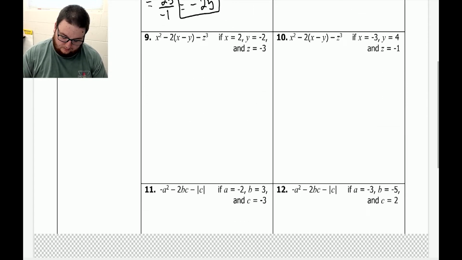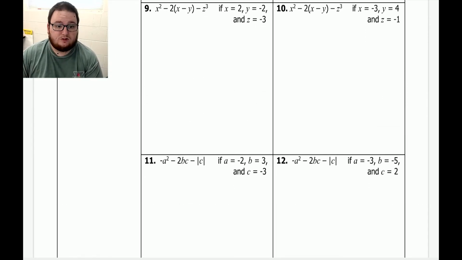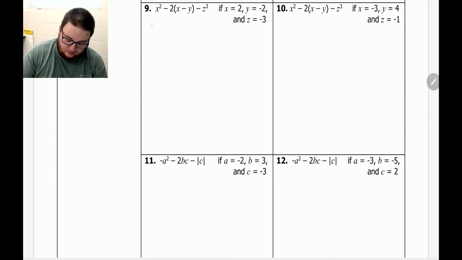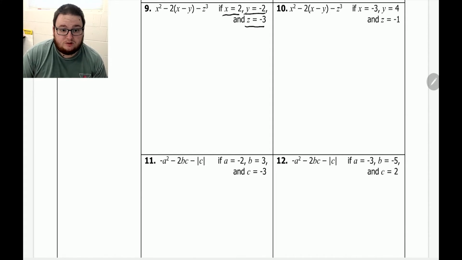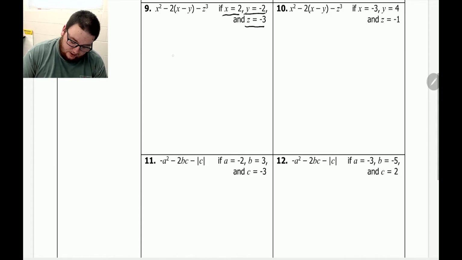Next, we have number 9. Instead of just having 2 variables, we're moving on to having 3 variables. So we have x squared minus 2 times the quantity x minus y minus z cubed, where x is equal to 2, y is equal to negative 2, and z is equal to negative 3. First step is we have to substitute. So x squared, that changes to 2 squared minus 2. X changes to 2. Y changes to negative 2.